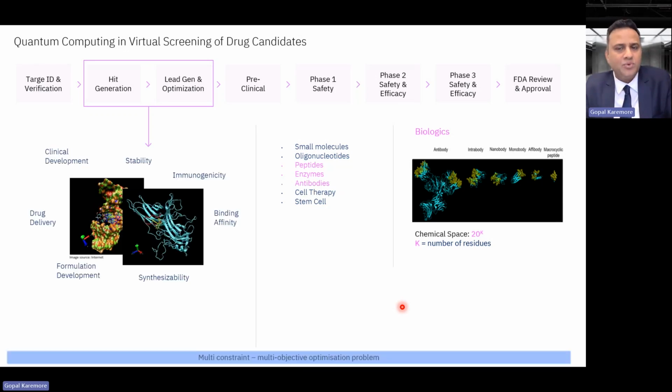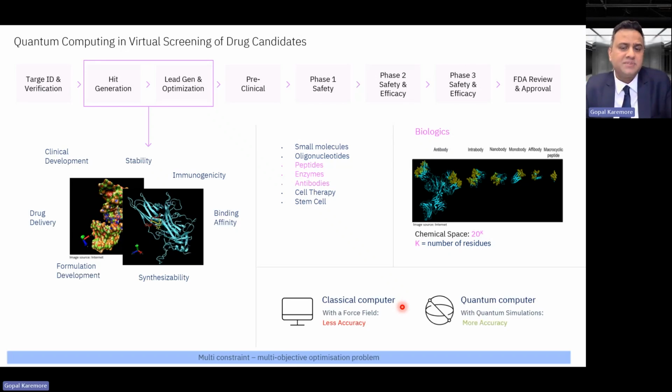On top of that, you also have to optimize other parameters like physicochemical and biophysical properties, stability, immunogenicity, ADME-Tox, and PK/PD. So it becomes a multi-constraint, multi-objective optimization problem, right? The tools that we have are based on force fields. They are semi-empirical methods with less accuracy. What we really want is a quantum computer to solve the Schrodinger equation.